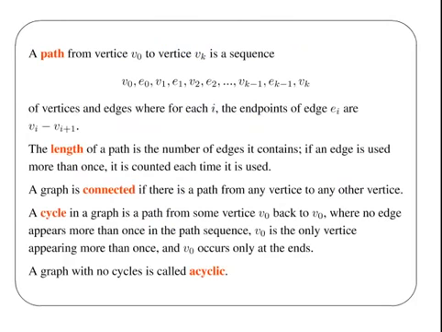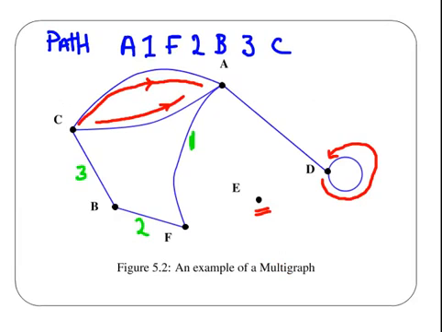The length of a path is the number of edges it contains. If an edge is used more than once, it is counted each time it is used. Now, this actually gets a bit more complicated as we go, but we'll just take a very simplistic approach here for the time being. Later on, there'll be more things to consider. Now, what is the length of this path, the one I've just described earlier? Well, we use this edge here, this edge here, and this edge here. So the length is 3.